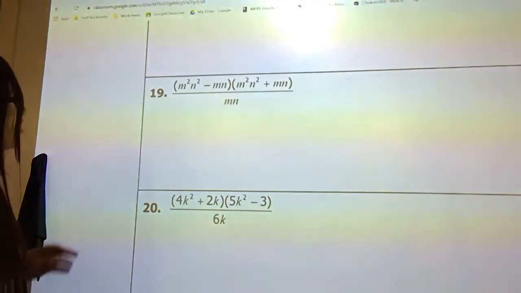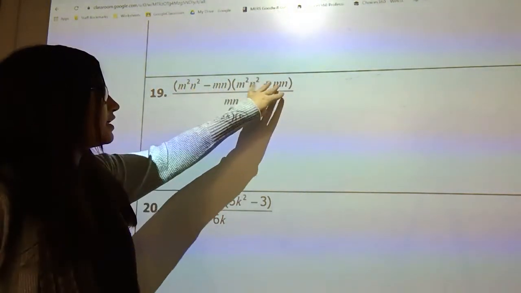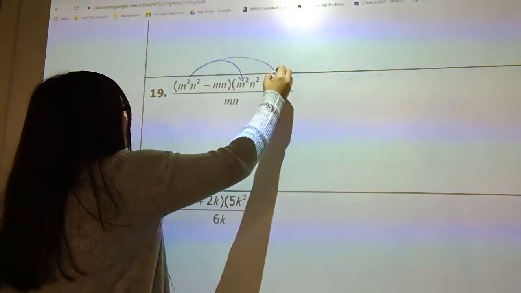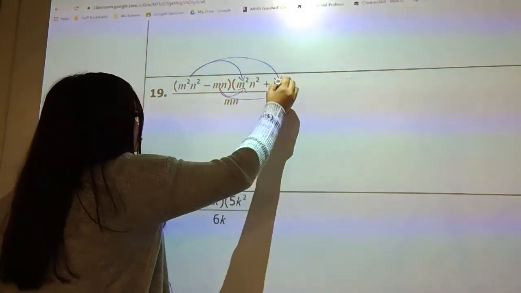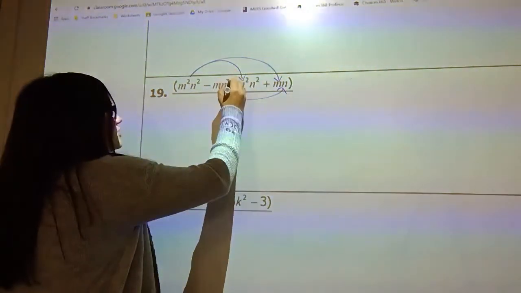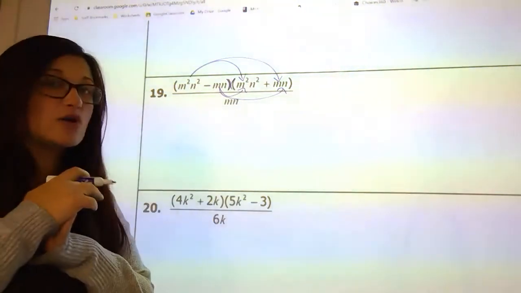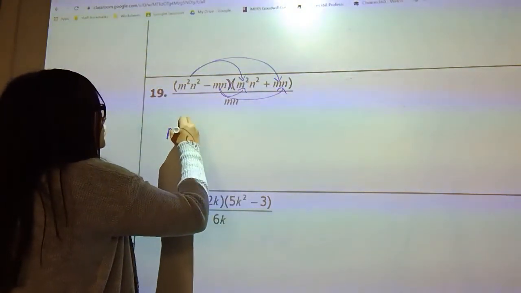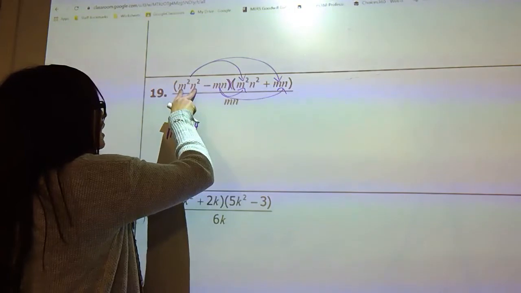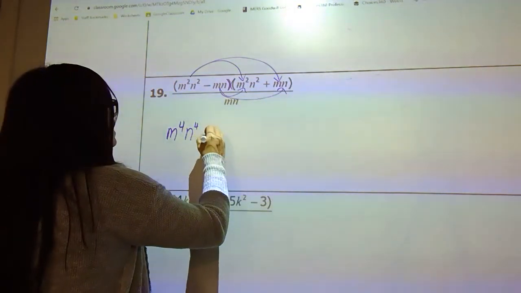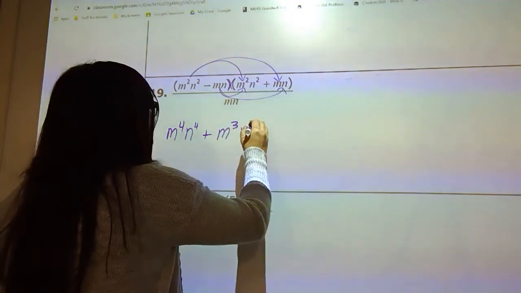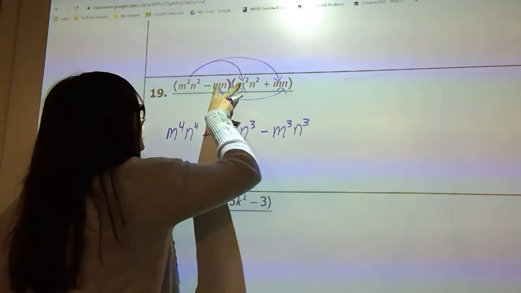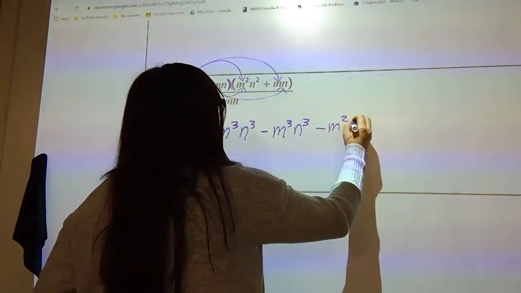Okay, for the last one we're going to do, I want to make sure that I multiply and get everything on top simplified before I do my division. So I've got 2 terms times 2 terms, so I have to multiply each piece by each piece. I know that because I've got these 2 parentheses right next to each other, so that means multiply. This first one ends up being m to the 4th, n to the 4th. And then here we've got plus m to the 3rd, n to the 3rd. Here we have minus m to the 3rd, n to the 3rd. And then finally we have minus m squared, n squared.